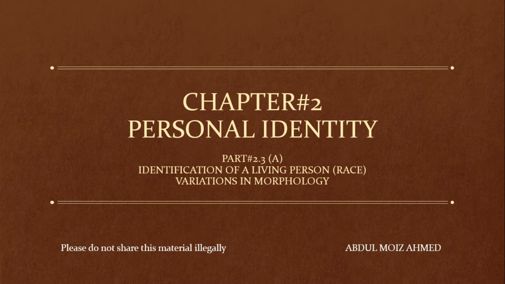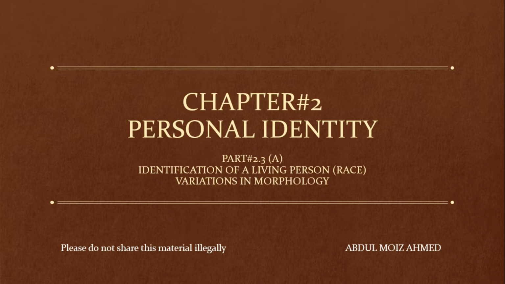Hello everyone, I am Abdul Ahmed, and in this video we will be resuming with the second chapter of our textbook, that is personal identity. In this video we will be covering its third part, part number 2.3a, which deals with the identification of the race of a living person by studying variations in morphology, by studying differences in morphologic characteristics.